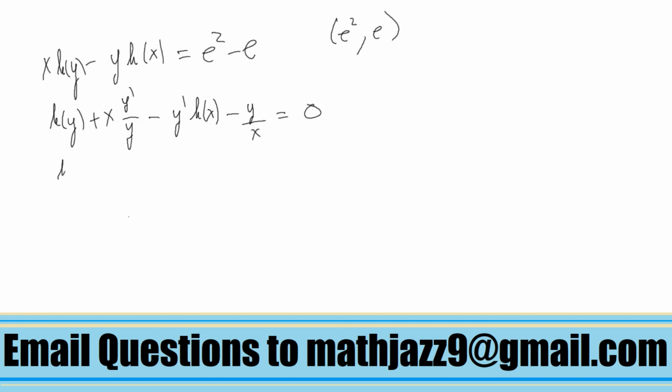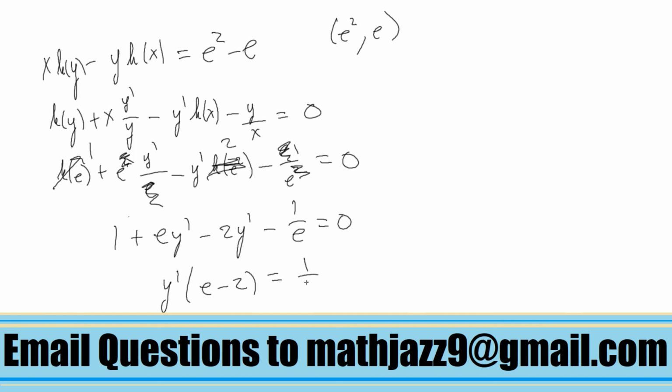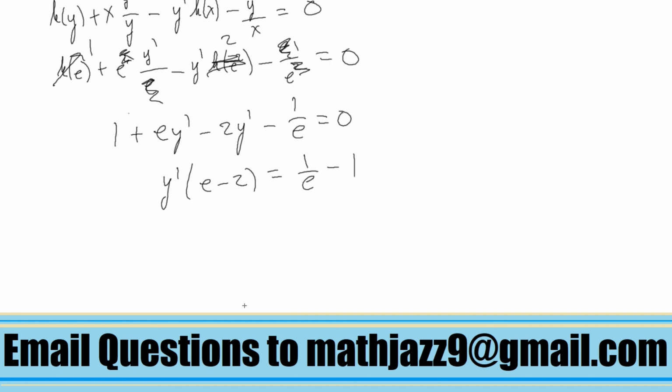We plug in our point, so we get ln e plus e squared y prime over e minus y prime ln e squared minus e over e squared equals 0. This here is 1. This here cancels. And this is 2. And this cancels like so. So we get 1 plus e y prime minus 2y prime minus 1 over e equals 0. We get y prime times (e minus 2) equals 1 over e minus 1. And that gives us y prime equals (1 over e minus 1) over (e minus 2).